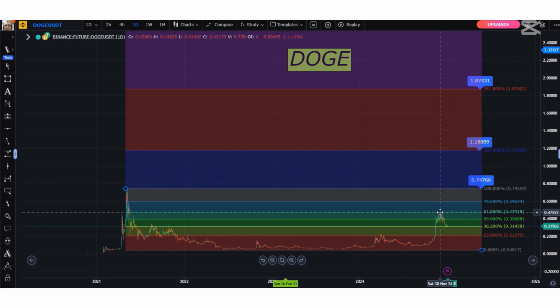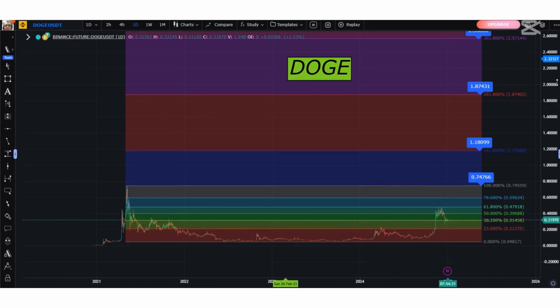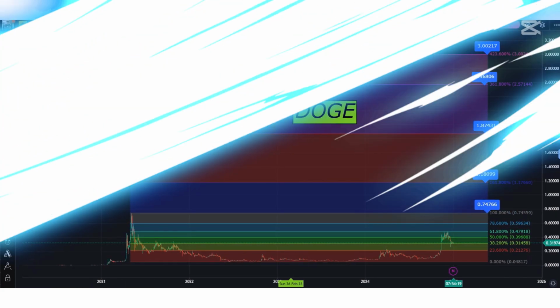We bounced off at the 618. That's retracements. That's typically how these things play out. This is a key retracement zone if you're looking at these fib retracements. And we bounced off that, coming down here. We're sitting right here, finding some support on these tops. So yeah, I'm thinking Doge is looking good. I think it's going to have a good run for the rest of 2025.